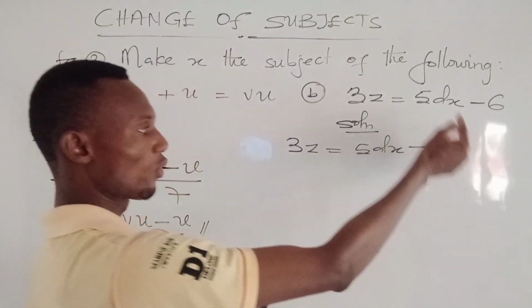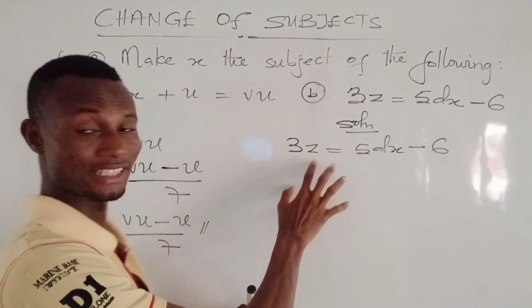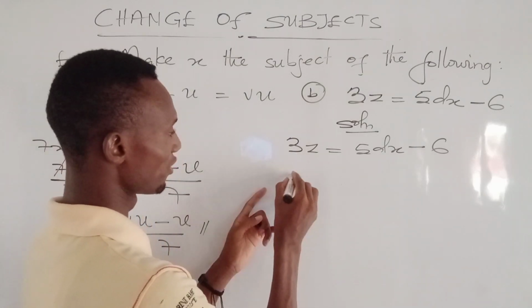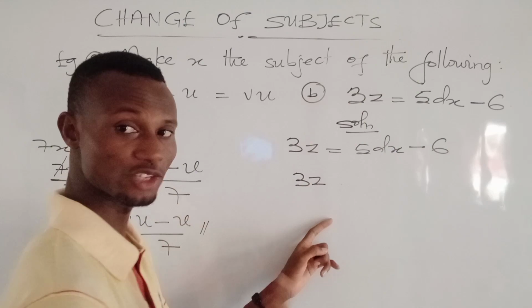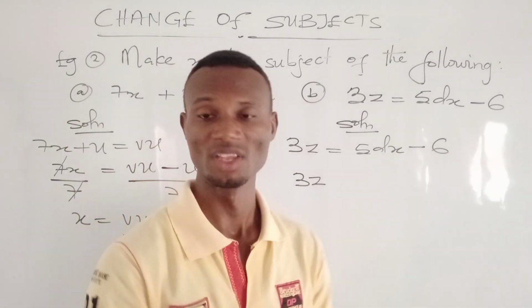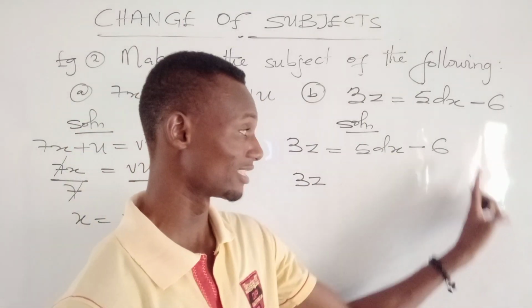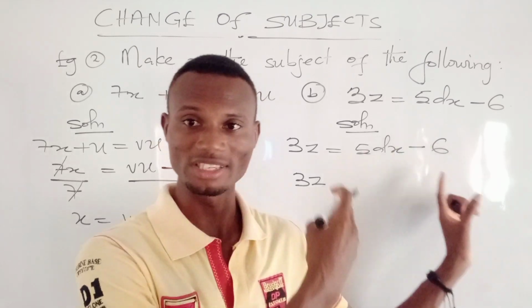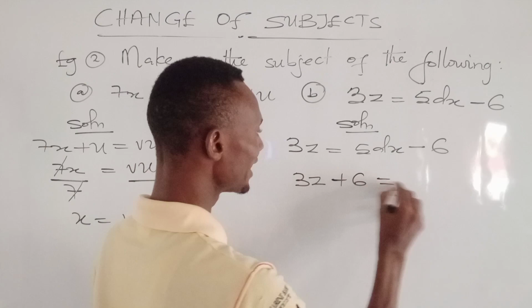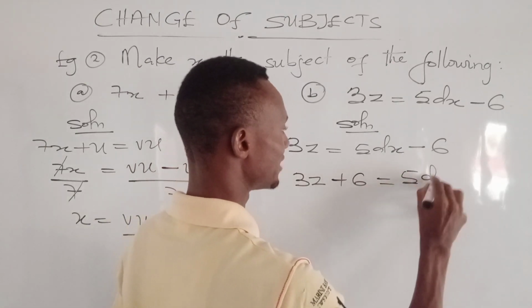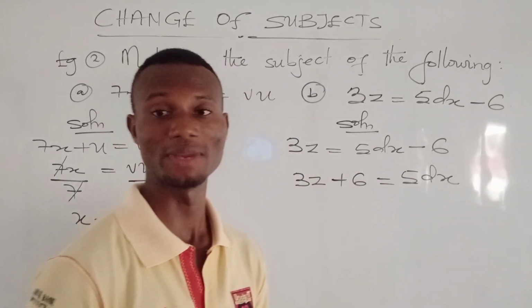I'll let the minus 6 cross the equal sign to come and join the 3Z which is here. So I'm going to repeat my 3Z, then this minus 6 will cross the equal sign. Don't forget, when anything crosses the equal sign, the sign it has changes. It is minus, so when it crosses the equal sign, it becomes positive. So it becomes plus 6, then equals our 5DS. I hope you agree with me up to this point.